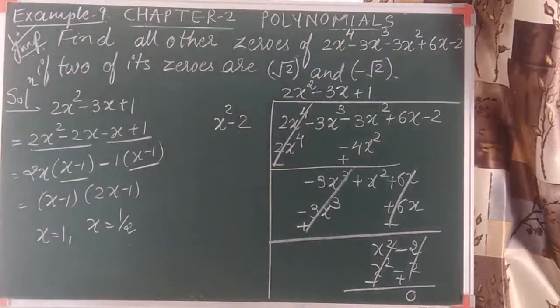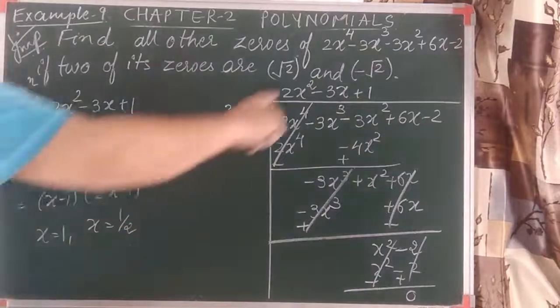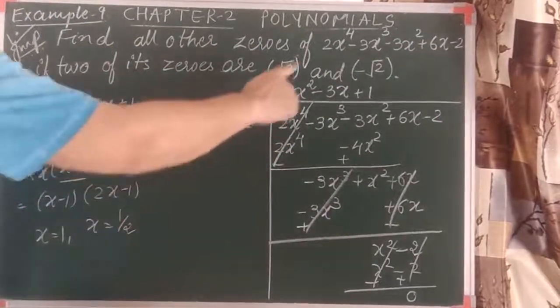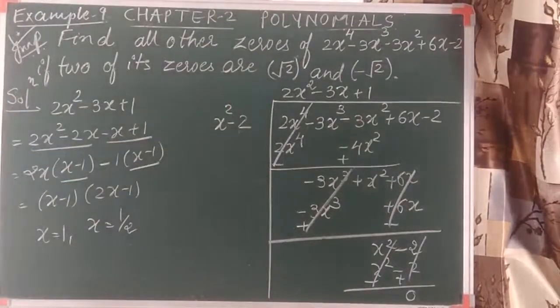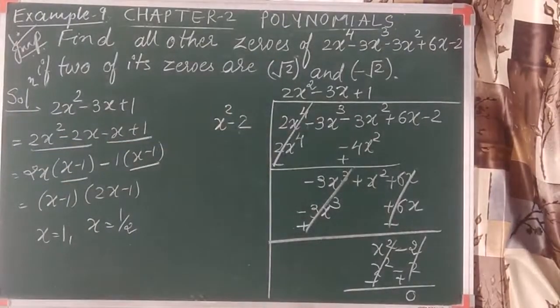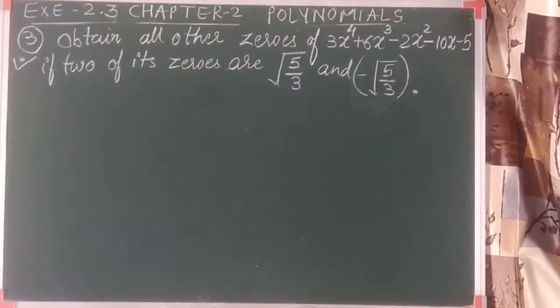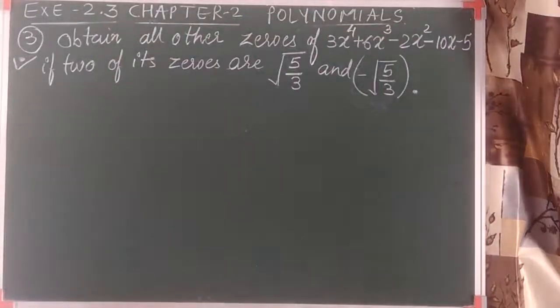To check whether it is right or wrong, if you substitute x as 1, you will obtain 0 as a remainder, and if you substitute x as 1 by 2, again you will obtain 0 as a remainder. Thus it is the most important question. Let's do this. This is one of the most important questions of this exercise. Remember, in your school examination, this type of question will definitely be there.